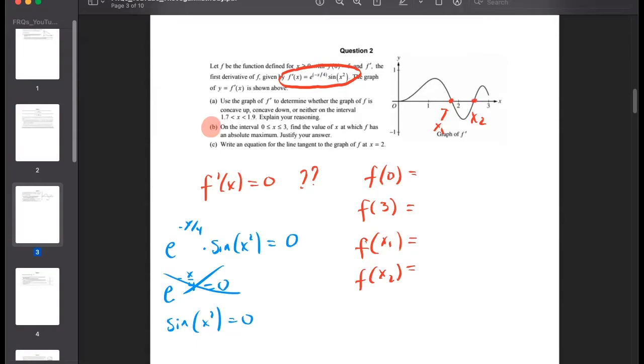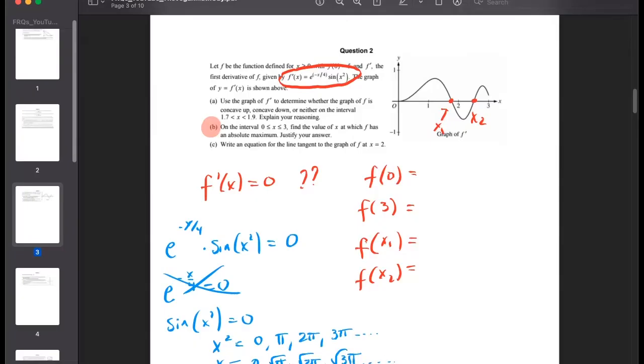Now, the types of values that we have here, the inside has to be 0. It has to be pi. It has to be 2 pi. And it has to be 3 pi. And so on and so on. So if I take the square root of both sides, I get that x is equal to 0, root pi, root 2 pi, and root 3 pi, and so on and so on.